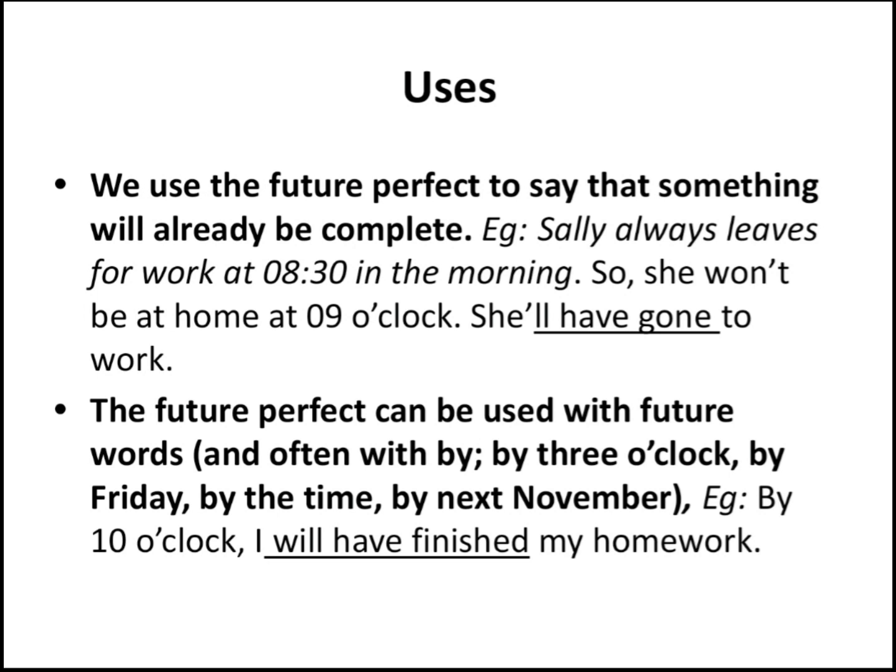So we use the future perfect to say that something will already be complete. For example, Sally always leaves for work at 8:30 in the morning, so she won't be at home at 9 o'clock. She will have gone to work.